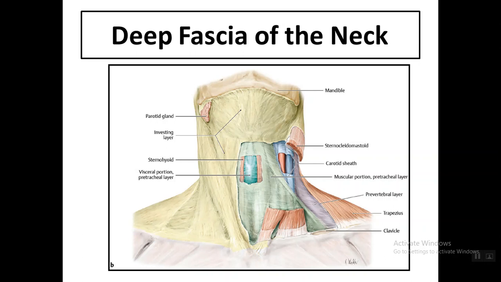Here, the deep fascia of the neck is important because we have different layers that are formed by thickening of the deep fascia of the neck. The first layer is called the investing layer, the outer layer that surrounds the neck.